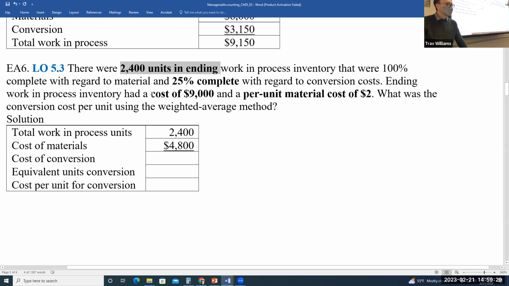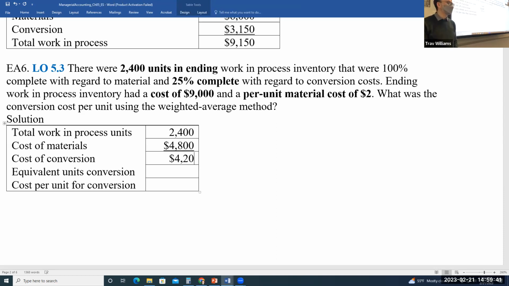Okay, we know the total cost is 9,000. And according to Drew, we can then subtract the material cost from that because the rest of it is conversion costs. So total cost minus the materials costs gives us the conversion costs. Does that make sense to everybody? Total minus materials equals conversion.